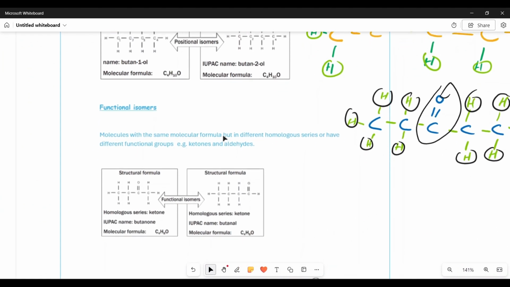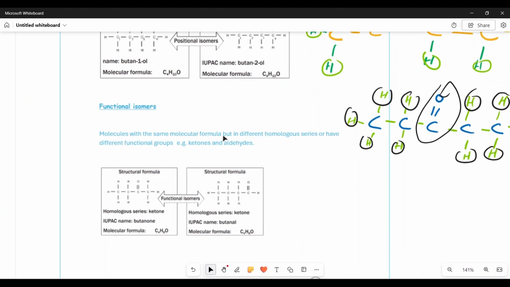Now, the last isomer that I want us to have a look into is your functional isomer. Now, what is the difference between your functional isomer and other isomers? If you noted, with regards to other isomers, the homologous series remain the same. But with your functional isomer, your homologous series is different, meaning that if you have, for example, a ketone, its functional isomer won't be a ketone, it will be something else. So this is the difference between your functional isomer and other isomers. They are in different homologous series.